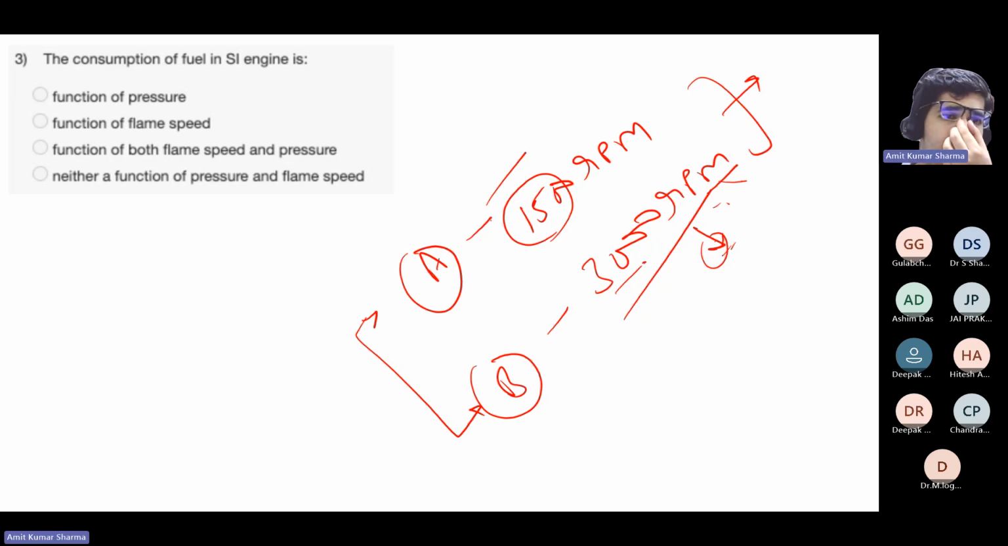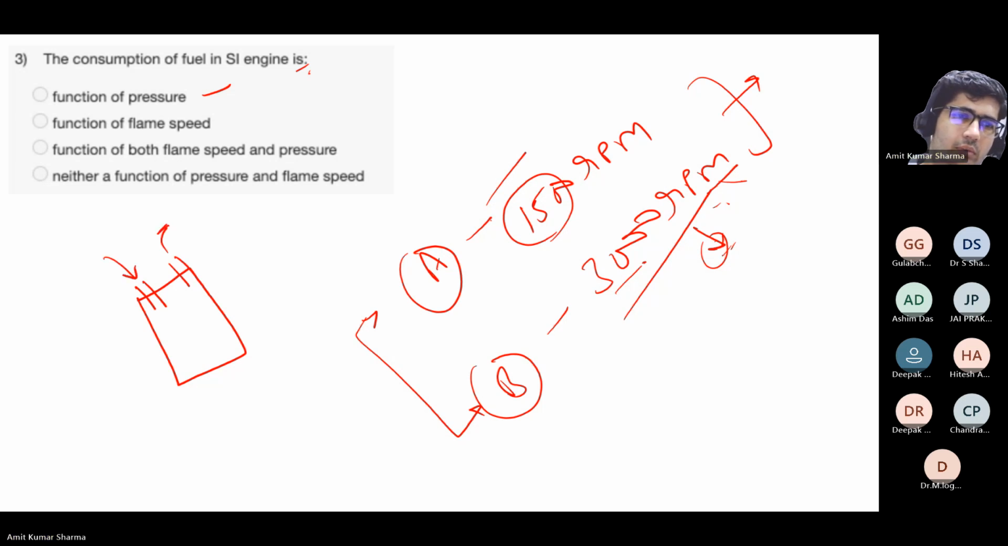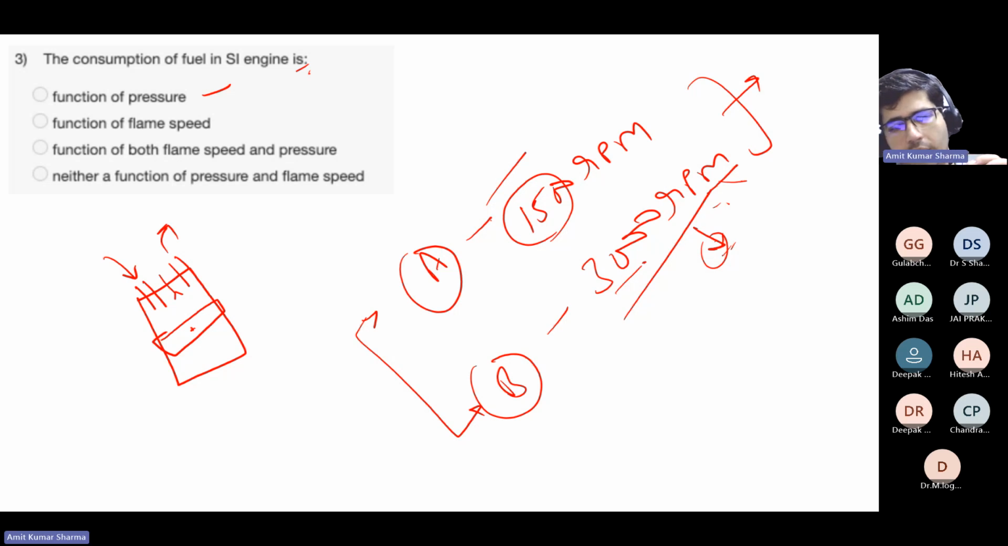Now the question is: the consumption of fuel in an SI engine is a function of pressure. Let me know one thing: in your SI engine, what is the configuration? You have the inlet, then the exhaust, there is your piston, and then there is a spark. Do we pressurize our air-fuel mixture before inserting it into the piston cylinder?